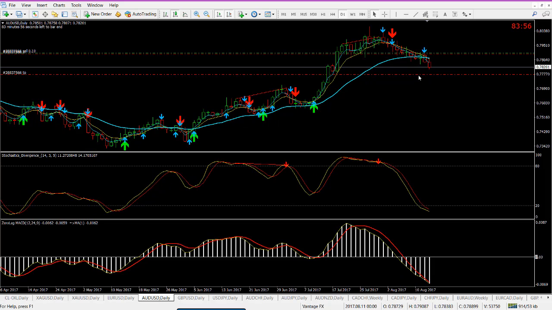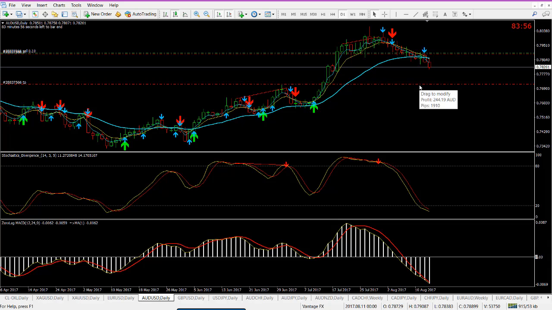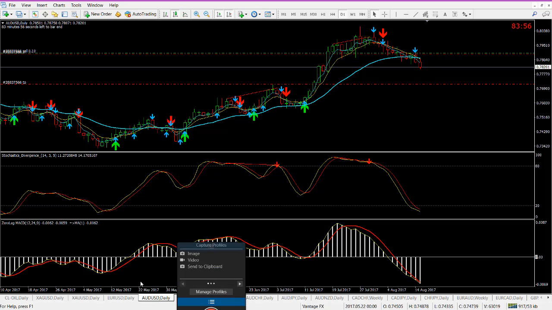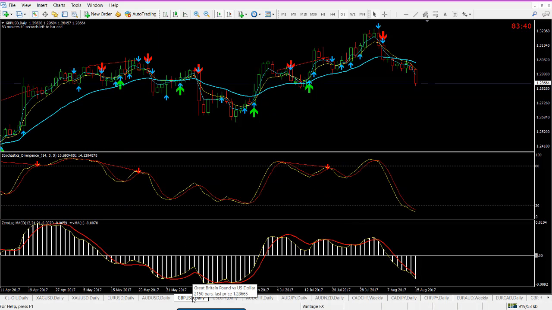I moved my target a little bit down. I'm a trend follower. Okay, I just move my stop loss and targets as far as I can. So the next one is GBPUSD, which actually dropped. As you can see, this is a small resistance here, so when it drops you can get in.